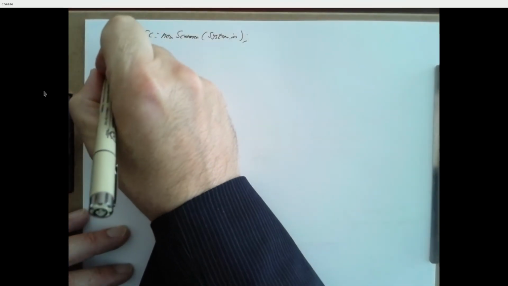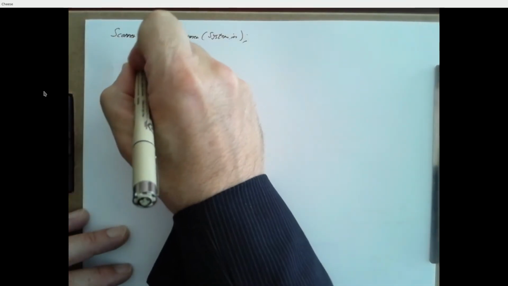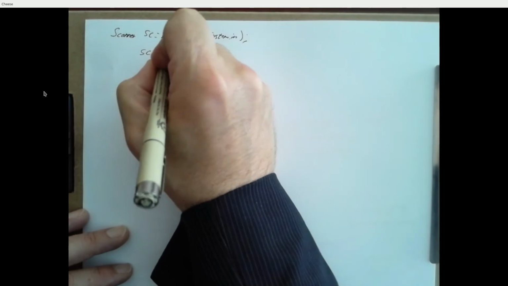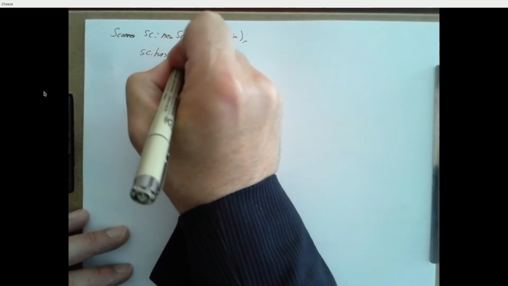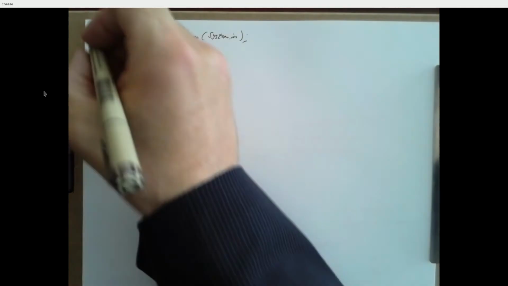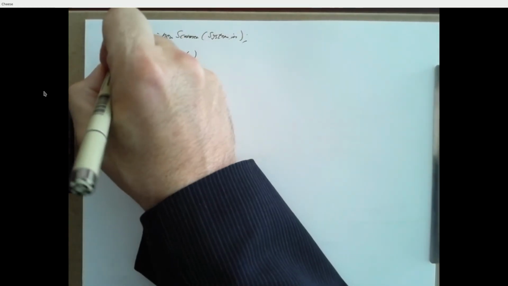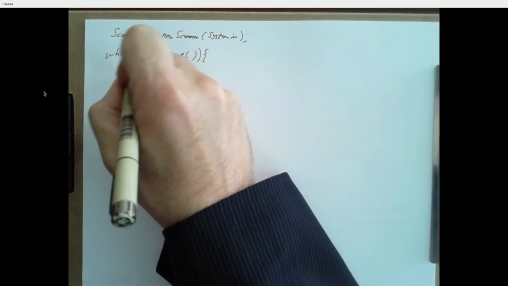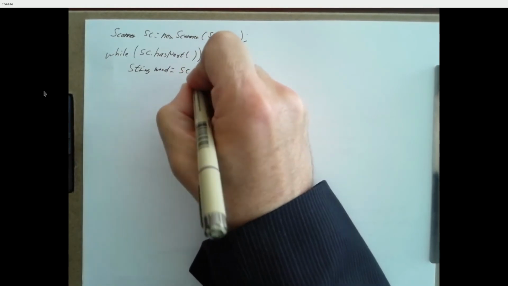And then sc.hasNext tells you if there's a token, right, a word separated by white space ready to be input, so you can say while sc.hasNext. And you can actually read that word by saying sc.next.